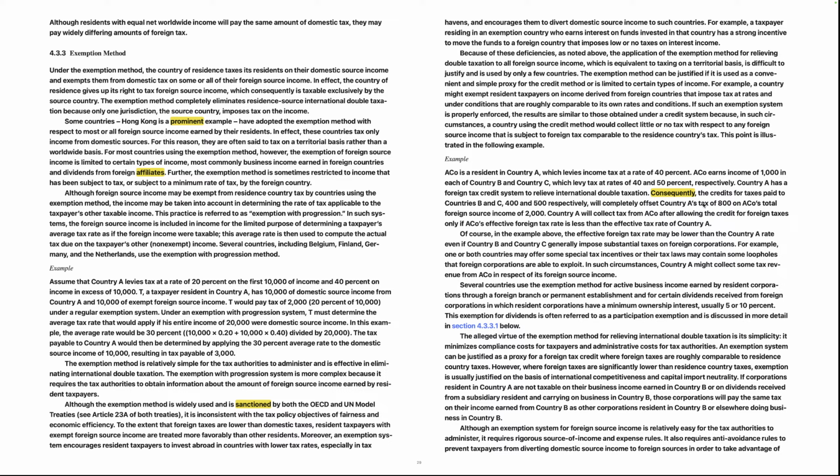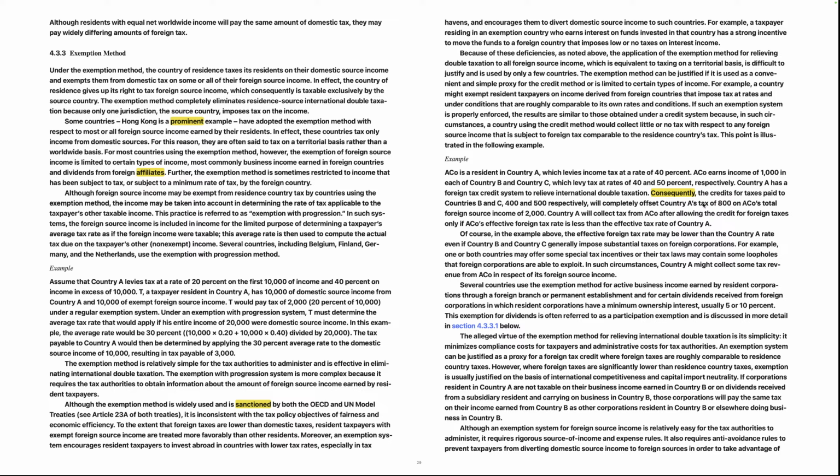ACO earns income of 10,000 in each of country B and country C, which levy tax rates of 40 and 50%. So $2,000 at a 40% tax rate is 800. Consequently, the credits for taxes paid to country B and C, 400 and 500 respectively, will completely offset country A's tax of 800 on ACO's total foreign source income of 2,000.